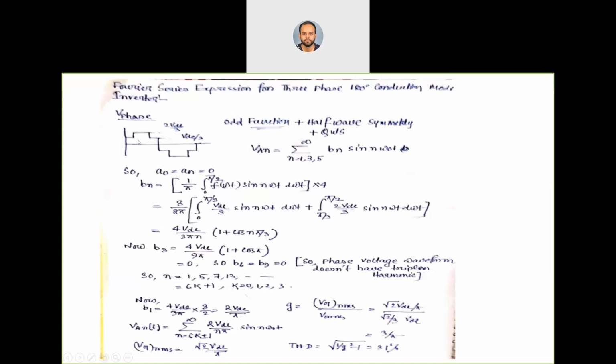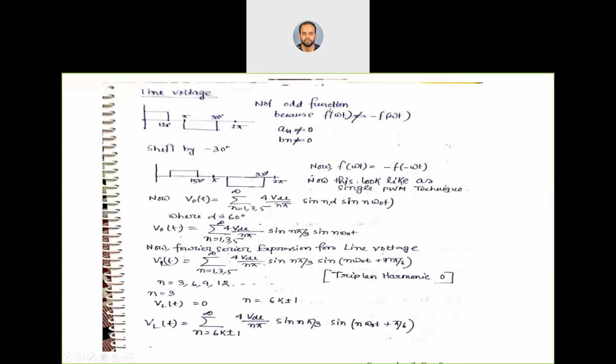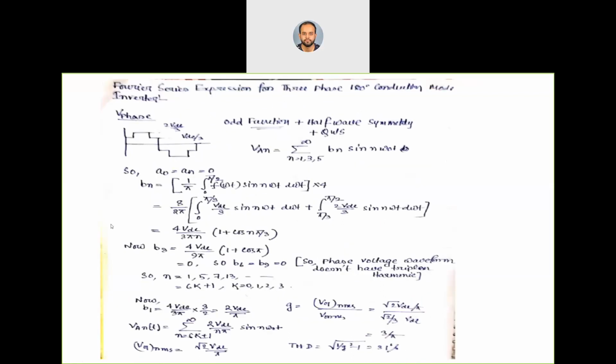So first check whether it is an odd function or not. Yes, it is an odd function because f of omega t is equal to minus f of minus omega t. This is the odd function. Now let's check whether it has half wave symmetry or not. Half wave symmetry means if we take f of theta, this point, which is f of pi, is equal to minus f of pi plus theta. So this is half wave symmetry.